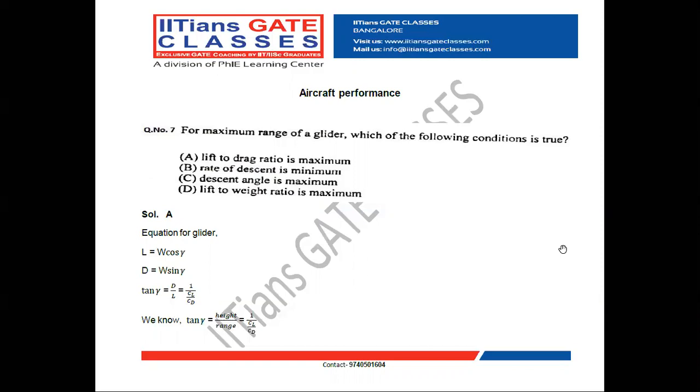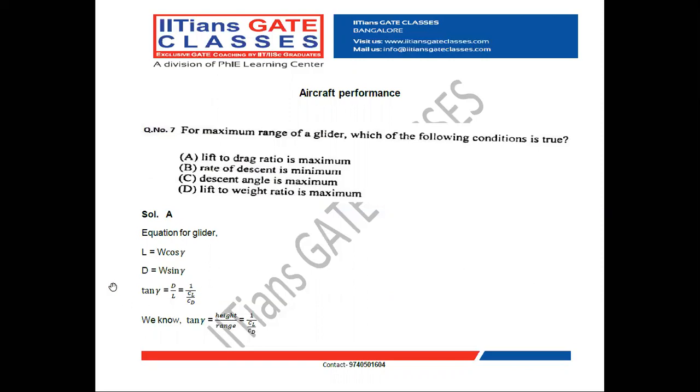In that, question number 7 first. For maximum range of a glider, which of the following conditions is true? Option A, lift to drag ratio is maximum. Option B, rate of descent is minimum. Option C, descent angle is maximum. Option D, lift to weight ratio is maximum.